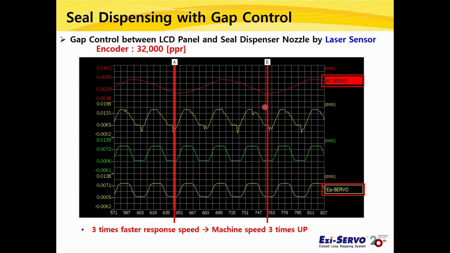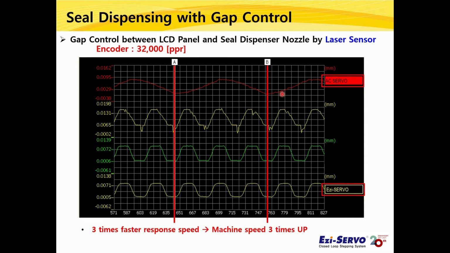The graph you see is the measurement of the response of the AC servo and the stepping motor when they move up and down by 10 microns under the same conditions. As before, the nozzle was not gap controlled by following the distance from the panel. But this time, it only moved 10 microns up and down in a fixed position to see the difference in response between the AC servo and the stepping motor.